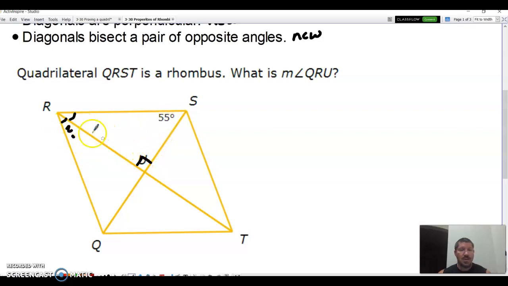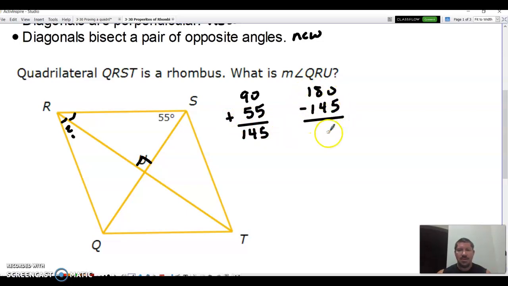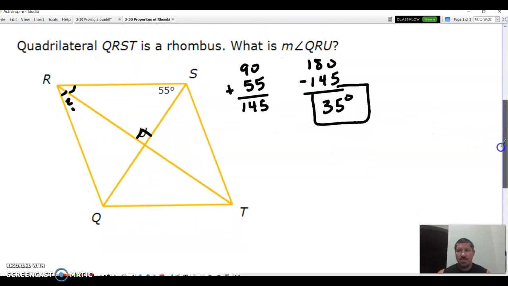Well, again, right triangle. Triangles have 180 degrees. So I know that these two angles here within that triangle make up 145 degrees when I add those together. So if I take 180 and I subtract 145 from that, then I'm going to get 35 degrees, and that is going to be my answer. Pretty simple problem.